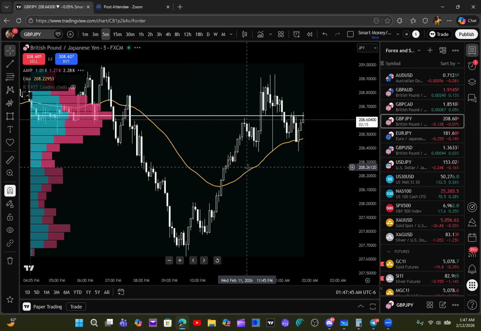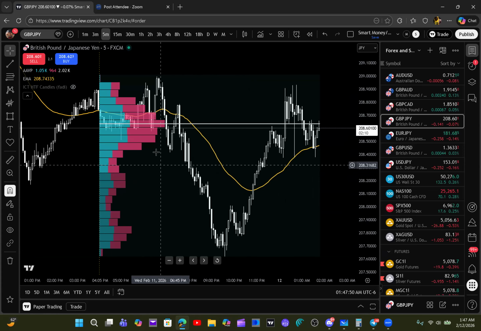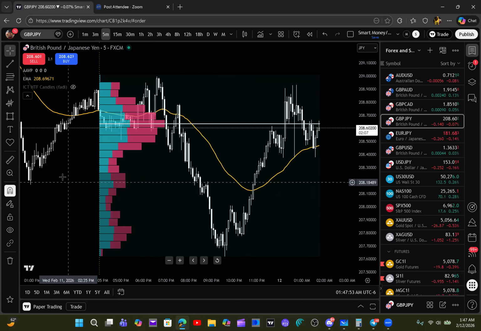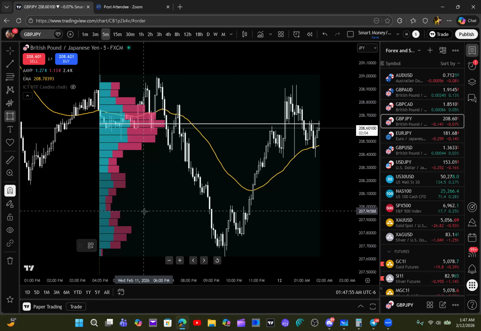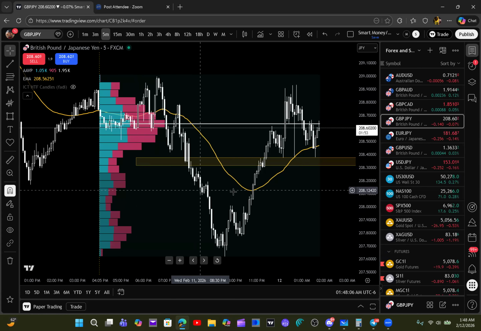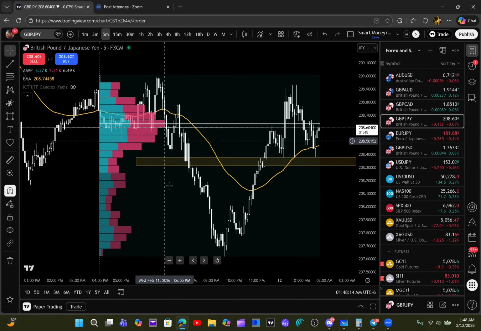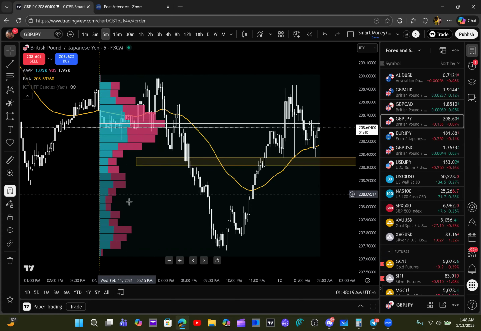Let's look at GBP. Okay, GBP, what we got? We got a little area here. Hold on. Let's look closer to where price is. See how it's just tapping it? Man, it's so almost spot on. Got a little small one here. Got a couple little ones up in here.